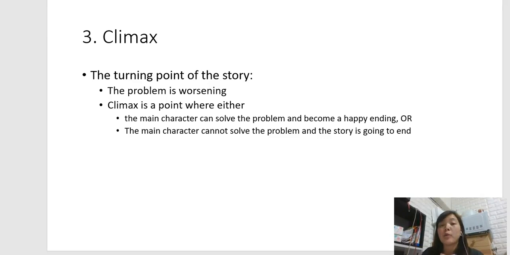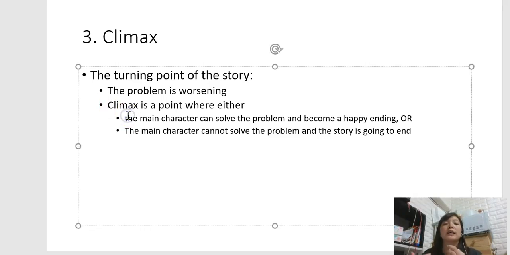Okay, and then at a point, it's a very, very important moment in the story. It's the turning point. The problem is worsening, and it comes to a point that either the main character can solve the problem and then there's a happy ending, or the main character cannot solve the problem and the story is going to end. For example, imagine it's a superhero film. So normally at the very end, the superhero needs to battle a boss, I don't know, a villain. Okay, so that is the climax. So if the superhero can beat that boss villain, then that will be a happy ending. If not, the superhero dies.